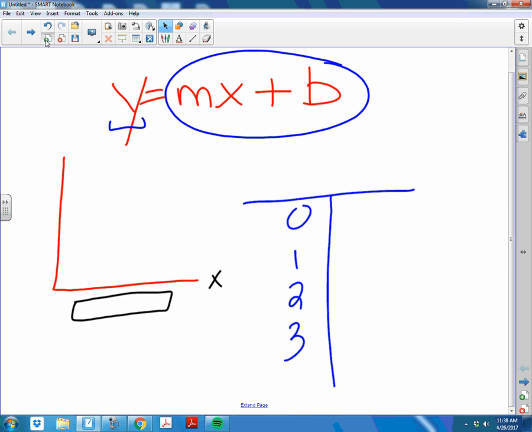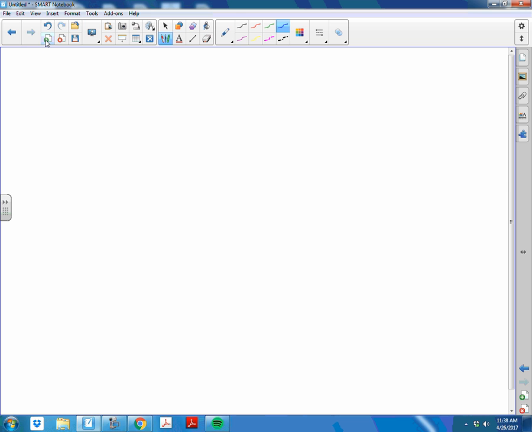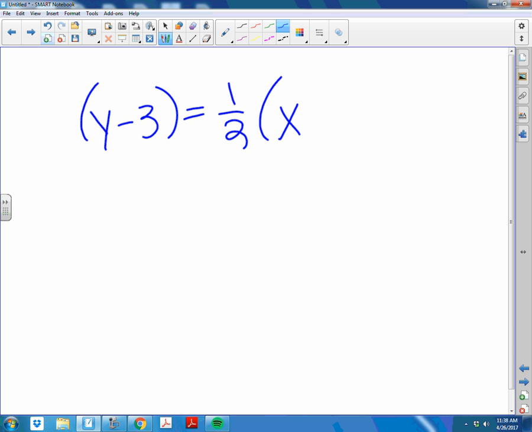Because it's so important that we can put it in slope-intercept form, today we're going to practice getting it in slope-intercept form. We've already done a little bit of this practice, but now we're going to kind of raise the stakes a little bit. What if you end up with something like this? Y minus 3 equals 1/2 times x plus 5.